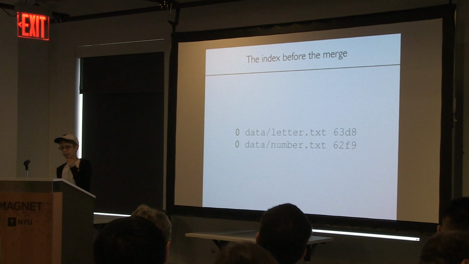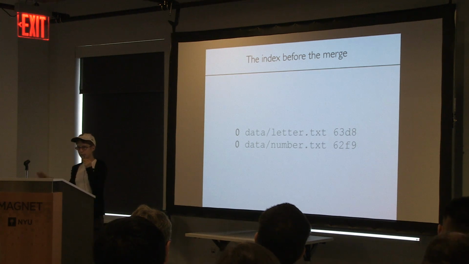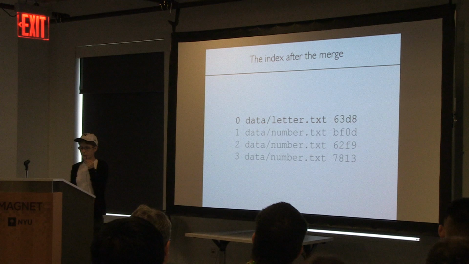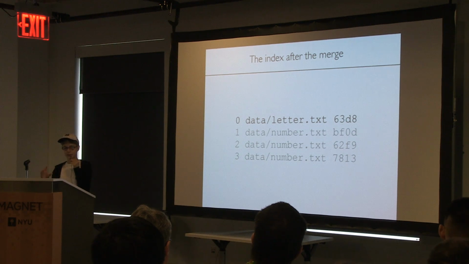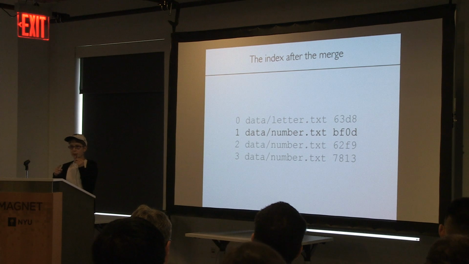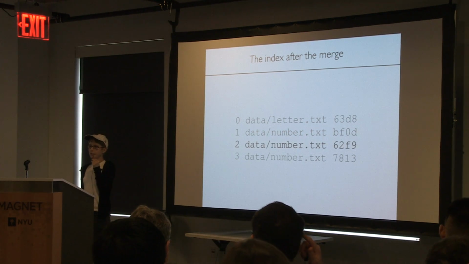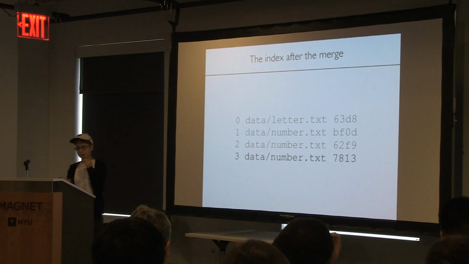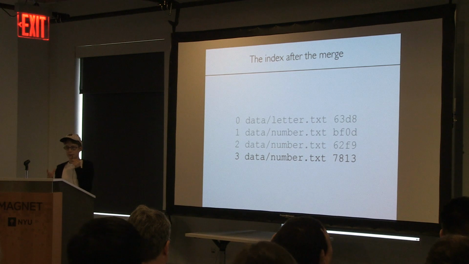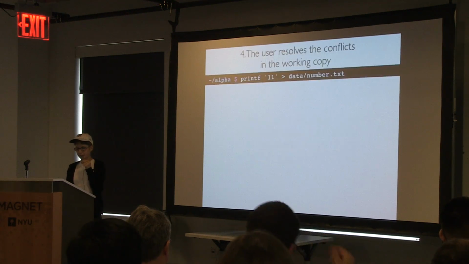That number is called the stage. Every time up to now, all of our index entries have had a stage of 0, so everything's been absolutely fine. Stage of 0 means unconflicted. Unfortunately, now this is what the index looks like. Letter is still fine, no conflicts there, still a stage of 0. But number is now entered 3 times. It's got a stage of 1, where the hash is the content in the base. Then a stage of 2, where the hash is the content in the receiver. And then a stage of 3, where the hash is the content in the giver. It's the presence of these 3 entries that tells Git it's in conflict.